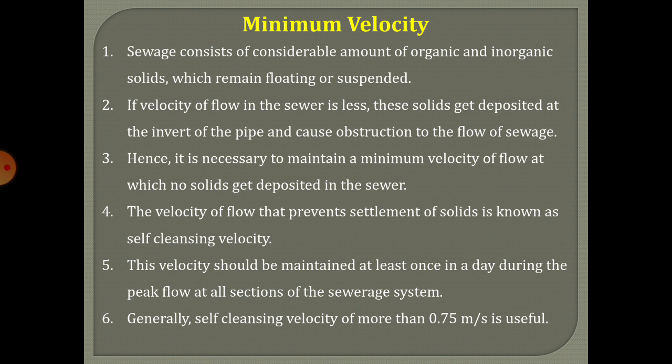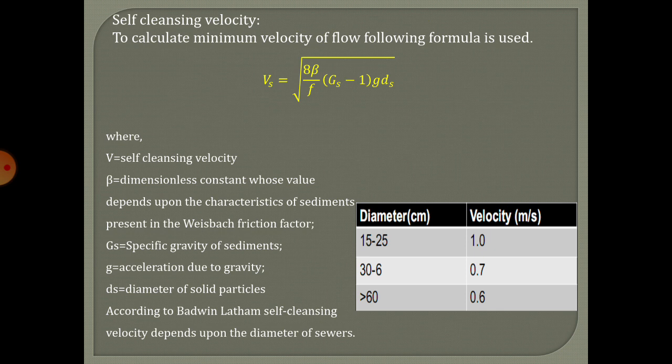This velocity should be maintained at least once in a day during the peak flow at all sections of the sewerage system. Generally, a self-cleansing velocity of more than 0.75 meter per second is useful. Now, how to calculate the self-cleansing velocity? The self-cleansing velocity is given by the formula Vs equals square root of 8 beta divided by f, in bracket Gs minus 1, bracket complete, small g into ds.